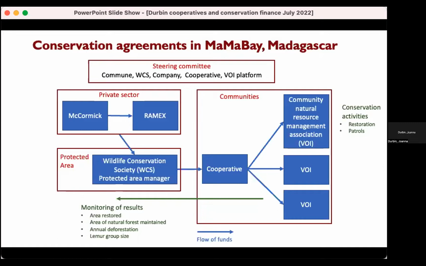And then these funds are added to the cooperative's funds and then provided to the community associations. The cooperative monitors and reports with the support of WCS on the area restored, the reductions in the clearance of native forest, and indicators like the group size of lemurs, which indicate the levels of bushmeat hunting. So thanks very much. Next slide.